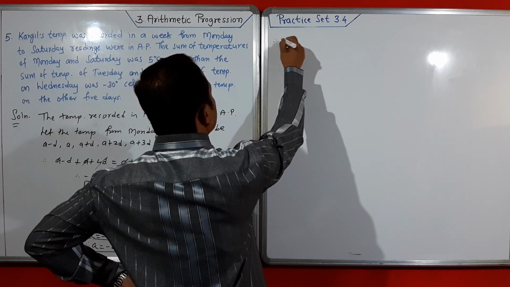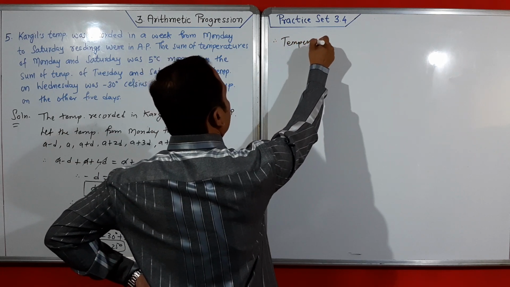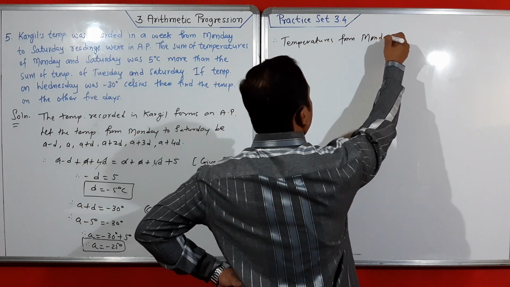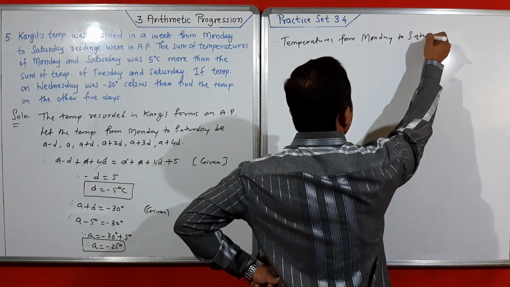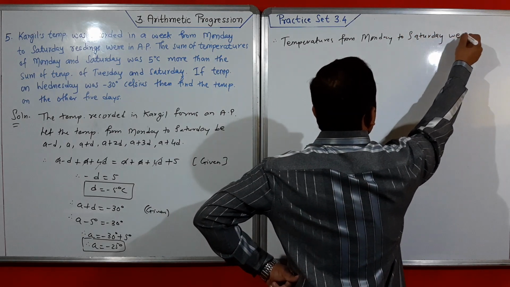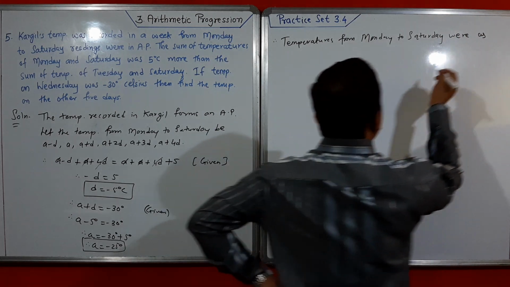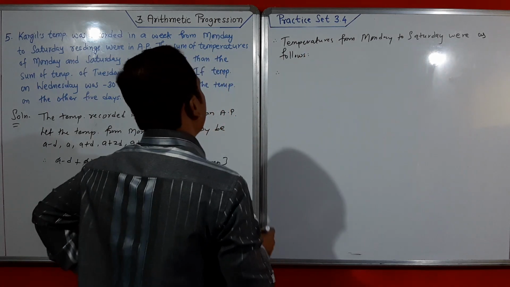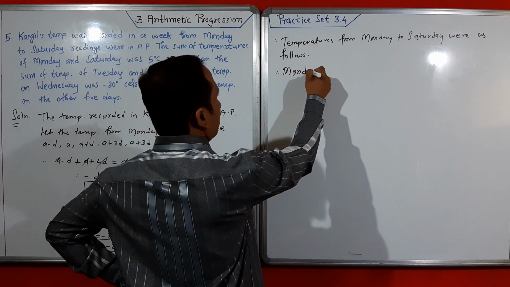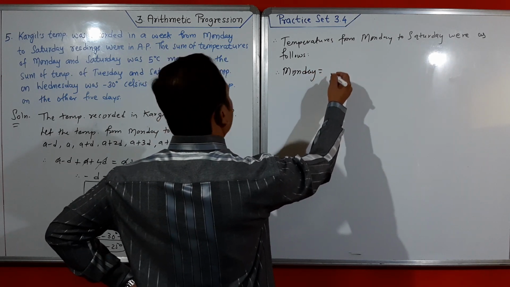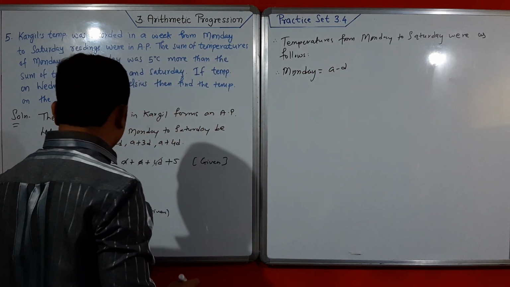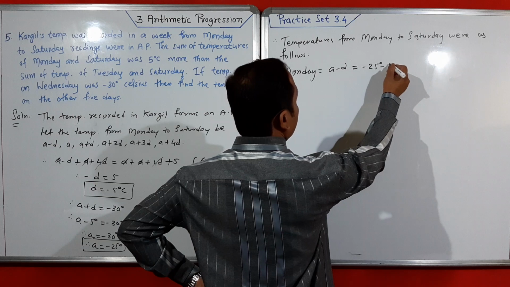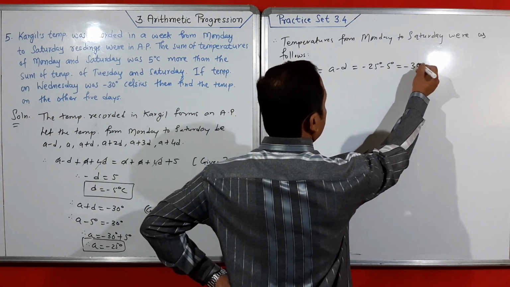Therefore, the temperatures from Monday to Saturday are as follows. First, Monday is equal to a minus d. So a is minus 25, minus d is minus 5, so it is minus 30 degrees Celsius.